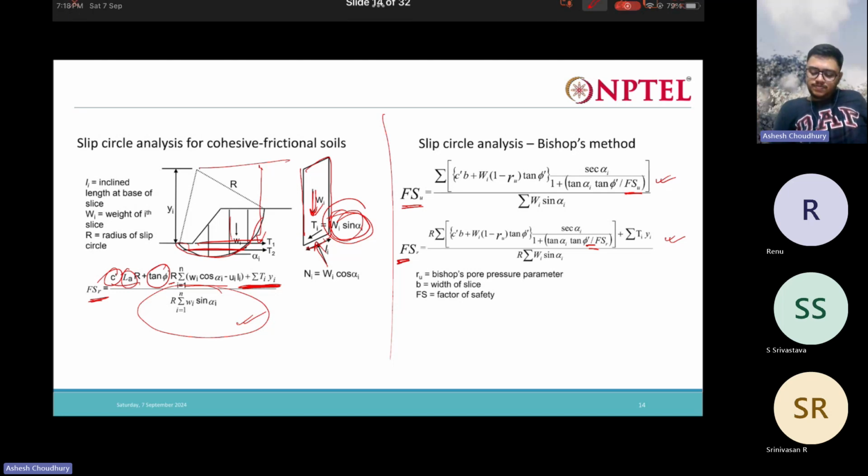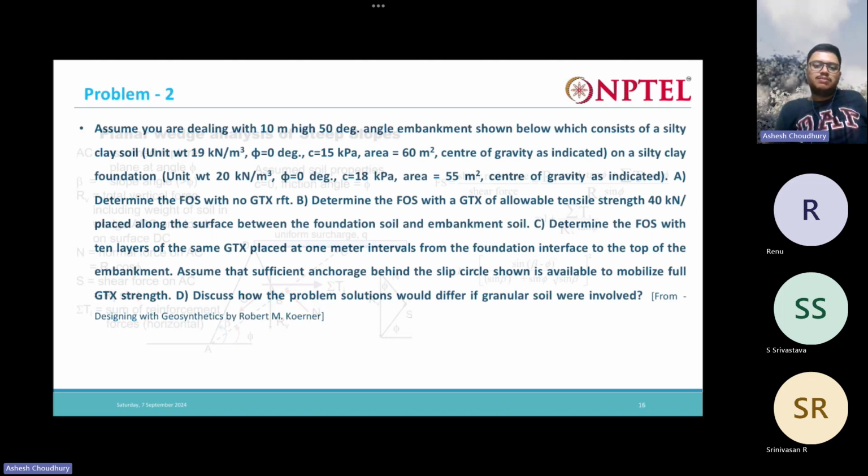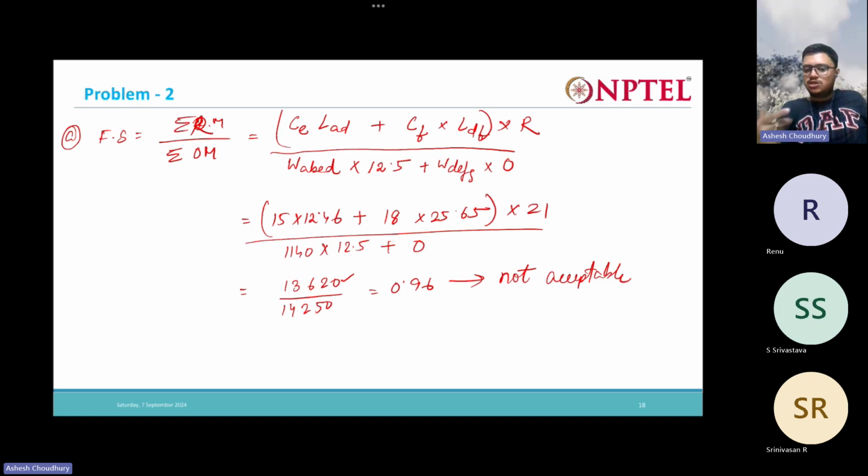All right. So this is a very tedious process. So many commercially available softwares will do this rigorous computation for you and give you the factor of safety. It's completely fine to use these softwares, but you should know what is happening inside, right? You should actually know what is happening inside.